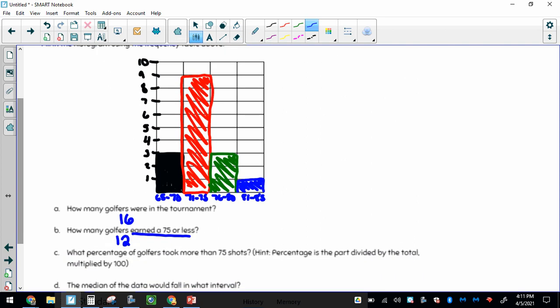All right. Over here, what percentage of golfers took more than 75 shots? So now I gave you a little reminder. Percentage is the part divided by the total and then multiplied by 100. We're going to round to the nearest whole number today. So first off, we've got to figure out how many took more than 75 shots. Well, that's these 3 guys right here plus another one. So that is 4. So 4 people took more than 75 shots, divided by the 16 total, and then we're going to multiply that answer by 100. And that gives us 25%.